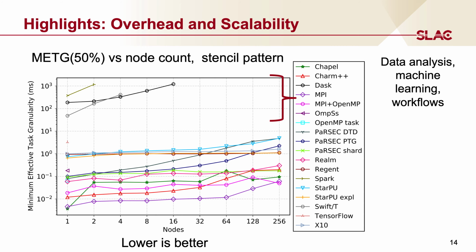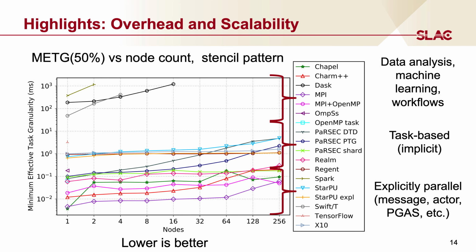In general, we observed that the systems tended to fall into certain buckets. So the systems for data analytics, machine learning, and workflows tended to be among the ones that had higher overhead. Task-based systems for HPC tended to be more in the middle, and the most efficient systems tended to be those that were explicitly parallel, so message passing, actor models, and PGAS, for example.